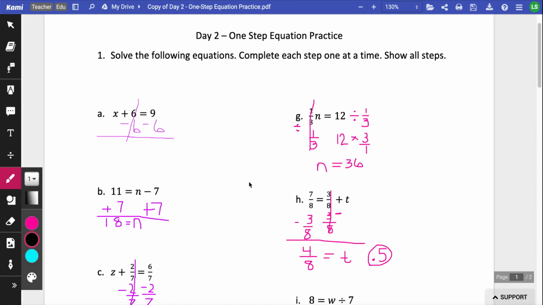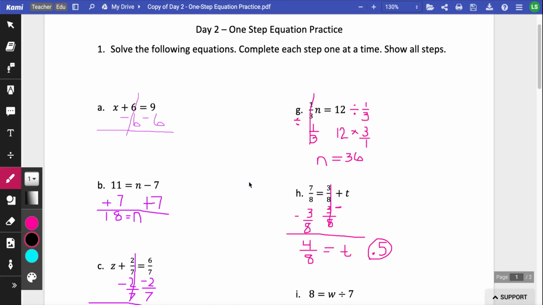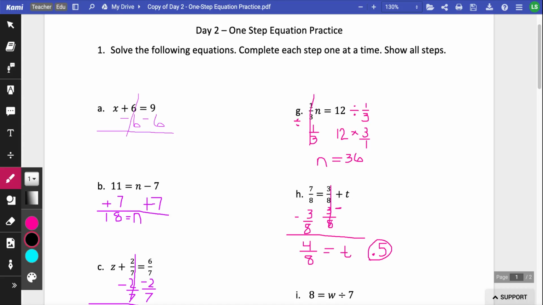Hi everybody, so I will be going over with you day 2 of our one-step equation practice. Today is March 31st. This was recommended to complete today, but I know that everybody's schedule is different, so if you have not gotten to this page yet, you should hit pause right now, find this document on Google Classroom, do your best work, and then pull up this video to check your answers.